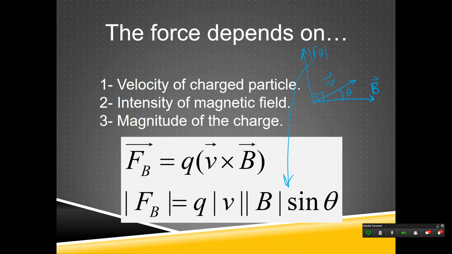Now, to maximize my force, what does the angle between my velocity and my magnetic field need to be? 90, exactly, because sine of 90 is what? Exactly. Sine of 90 is equal to 1. So if they were perpendicular, that would maximize the magnetic force that I would get.